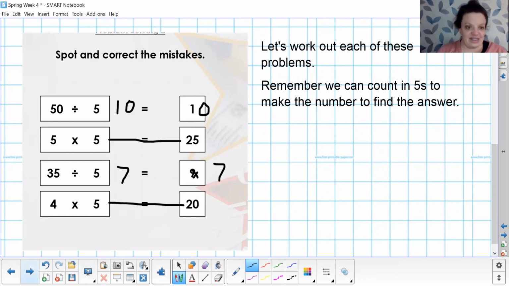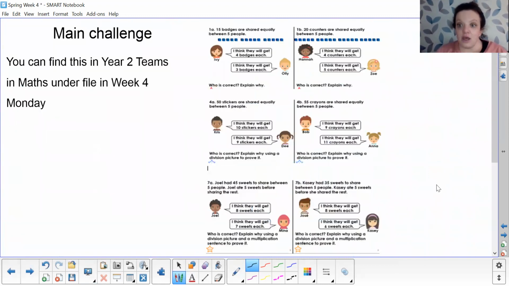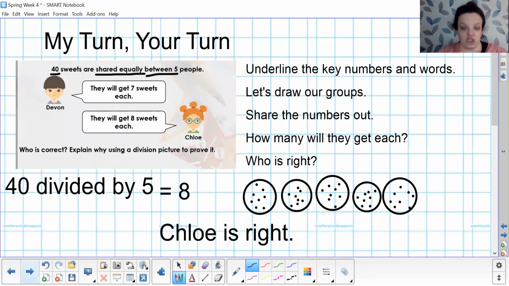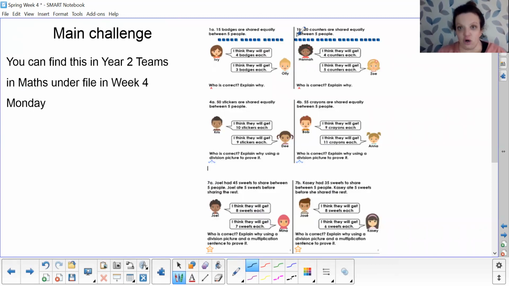Okay, fantastic, well done. Now, again, like in reading, today we're trying to encourage people to use Year 2 Teams. Obviously, we've got our meeting on Wednesday where we'll explain more. But if you would prefer to do this on a worksheet, you can go onto Teams in the maths file under week 4 in the Monday area, and you will find the main challenge, which is exactly the same as this question here. It's reading the problem, working out who is right and telling me why they're right, and drawing a division picture to show how they are right. So that's our main challenge today.